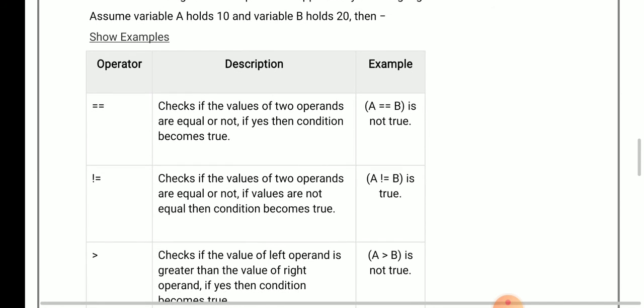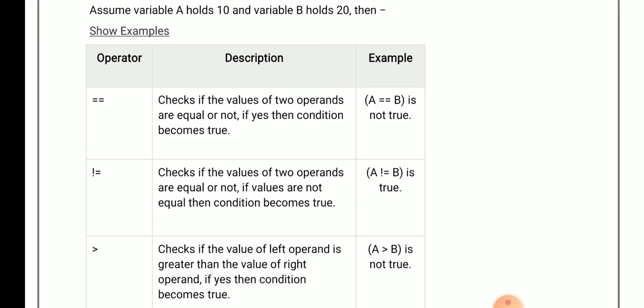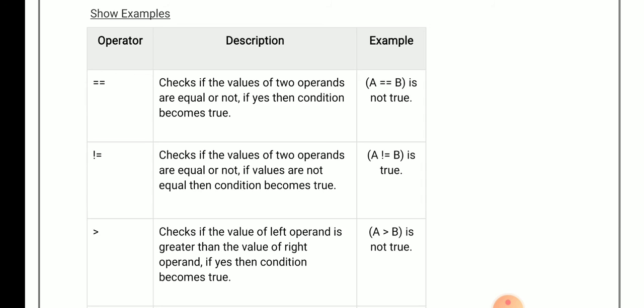Then we have the not equal to operator, which is used to check whether the values of two operands are equal or not. So double equal to is used to check whether two operands are equal, and not equal to is used to check the same thing, but if the values are not equal, then it returns a true value. So dear students, what is the difference between these two operators? For double equal to, it returns yes if the condition is true, but for not equal to, it returns yes if the values are not equal.